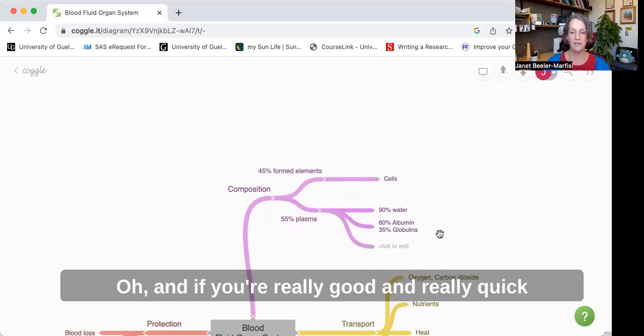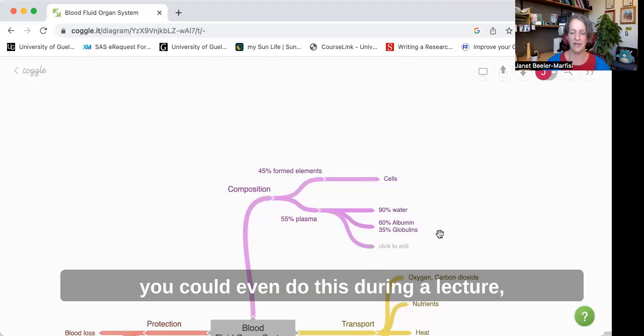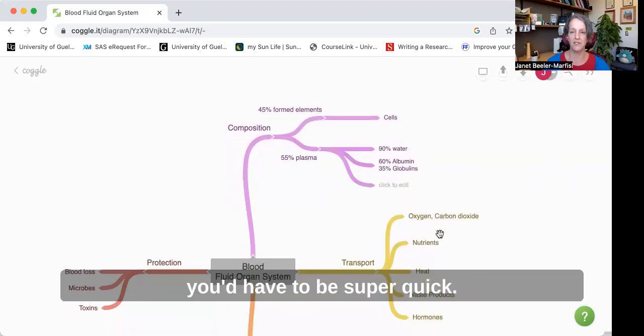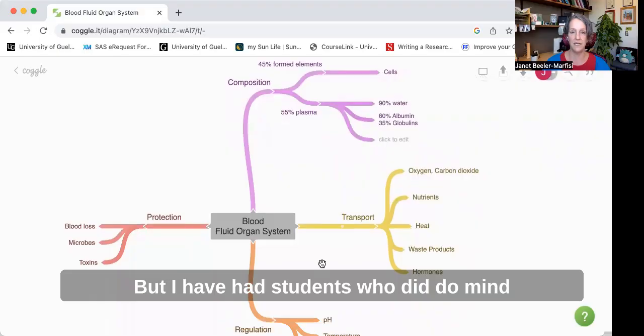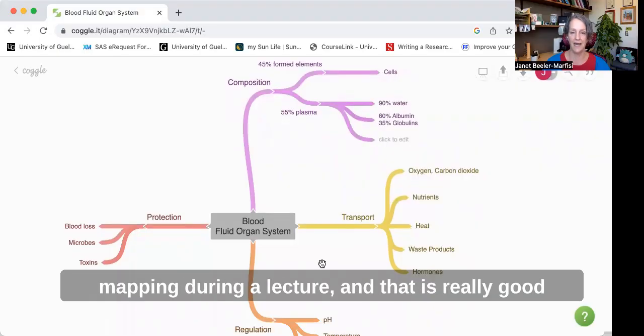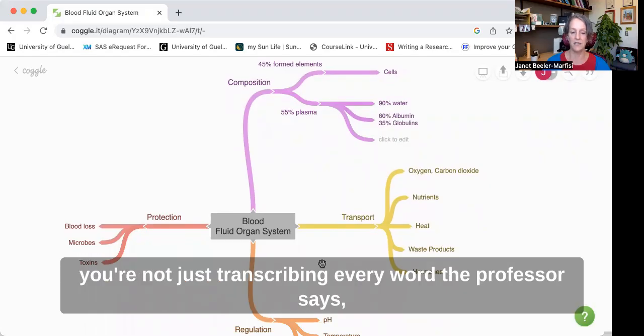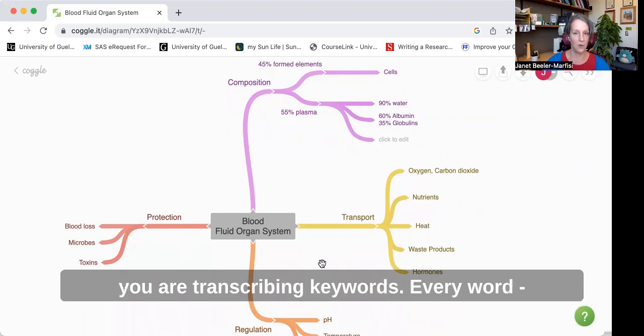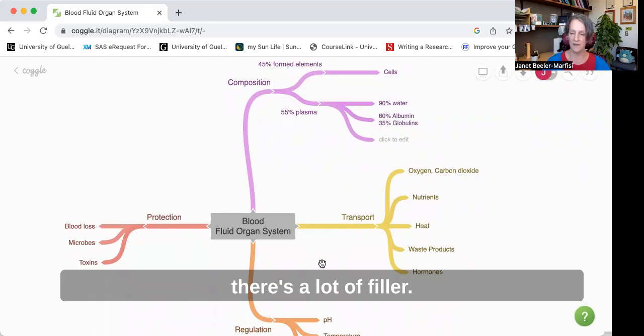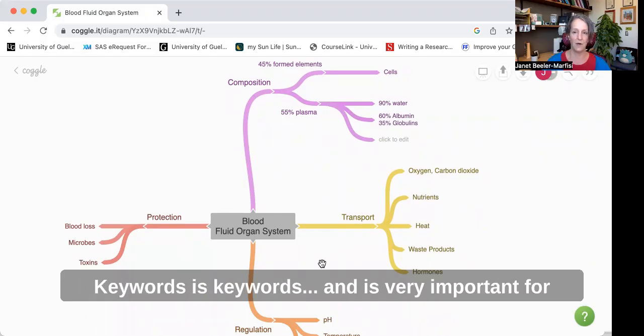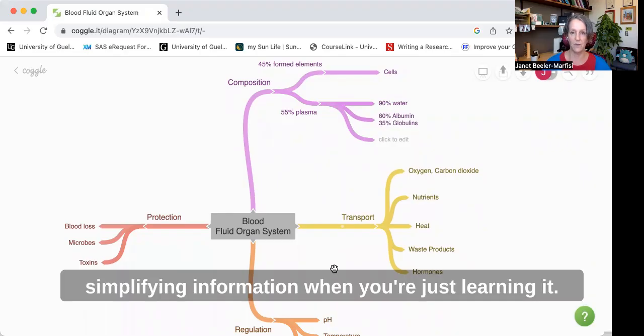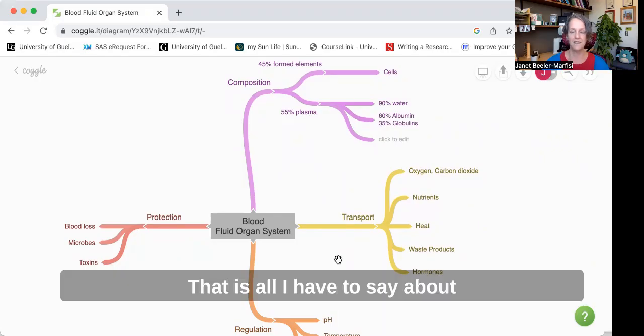And if you're really good and really quick, you could even do this during a lecture as the professor is talking. I think you'd have to be super quick, but I have had students who did do mind mapping during a lecture, and that is really good if you can get onto doing that, because you're not just transcribing every word the professor says, you are transcribing keywords. There's a lot of filler. Keywords are very important for simplifying information when you're just learning it. That is all I have to say about my introduction to mind maps.